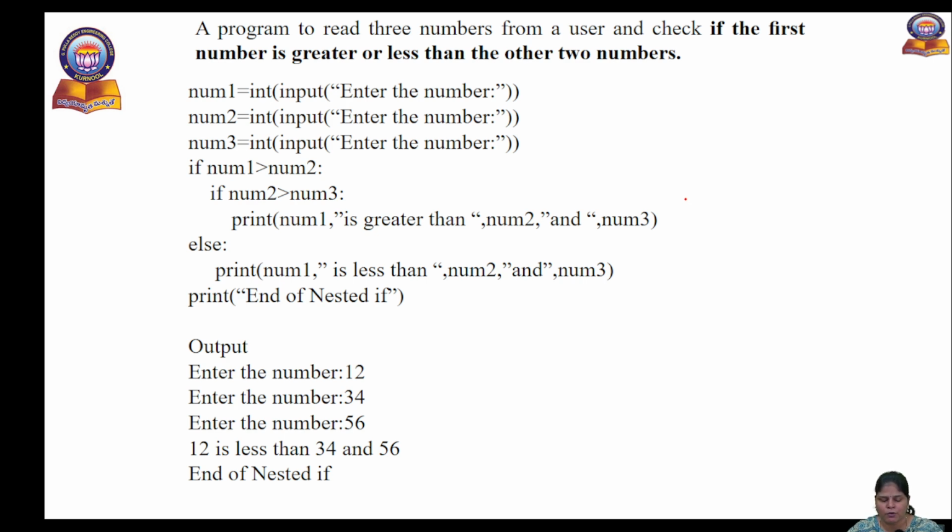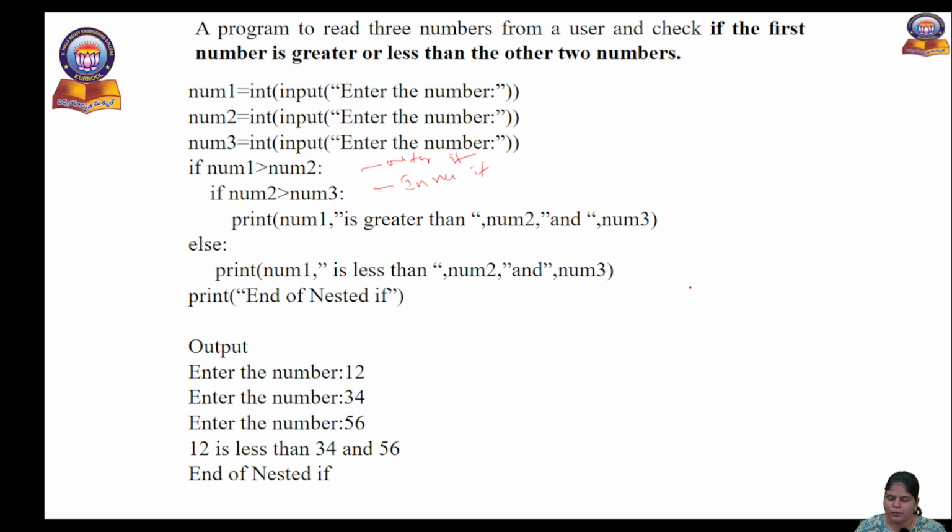First, number 1 will be checked with number 2. If number 1 is greater than num2, again I will be checking whether number 2 is greater than num3. If it is, then num1 is greater than num2 and num3. Else, num1 is less than num2 and num3. So this is the outer if, this is the inner if, right?